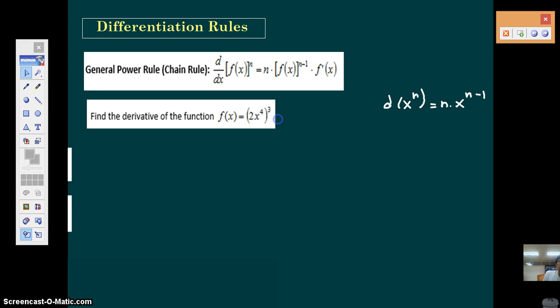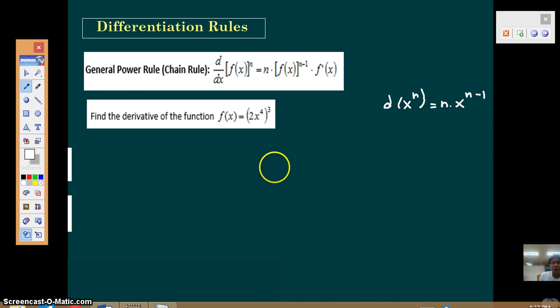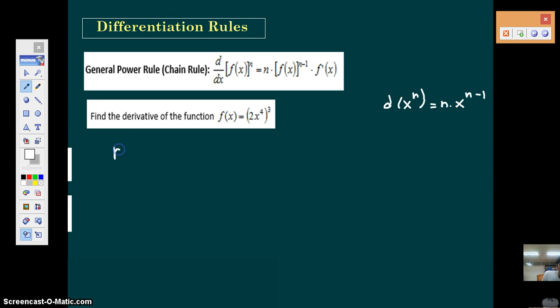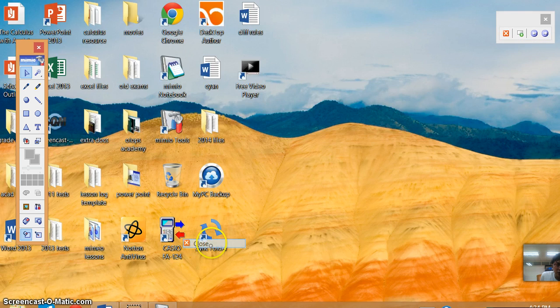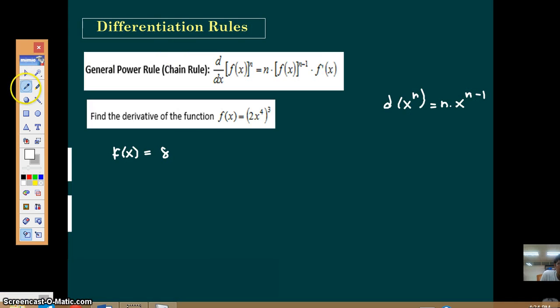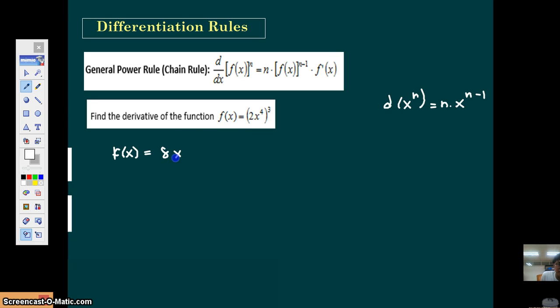Find the derivative of the function f of x equal to quantity 2x to the fourth raised to the third power. Now, of course, I know that you can simply raise this to the power 3 and then get the derivative of the result. But we will answer this using the general power rule. So let's do both. So f of x equal to, first, we raise this to 3, we'll get 2 cubed is 8, and then x to the fourth raised to 3 is x to the 12.